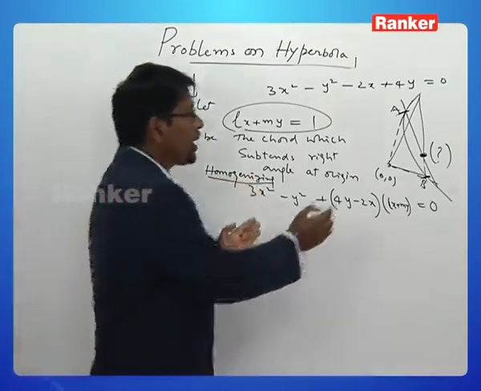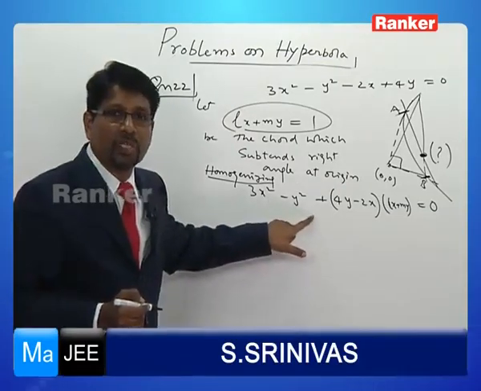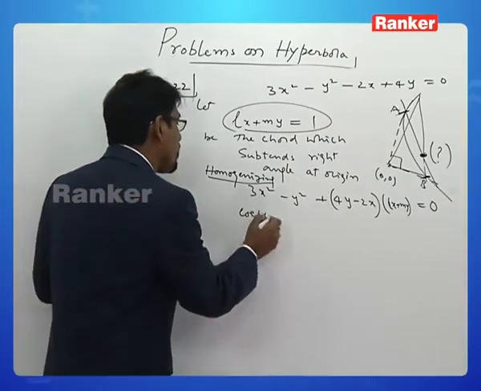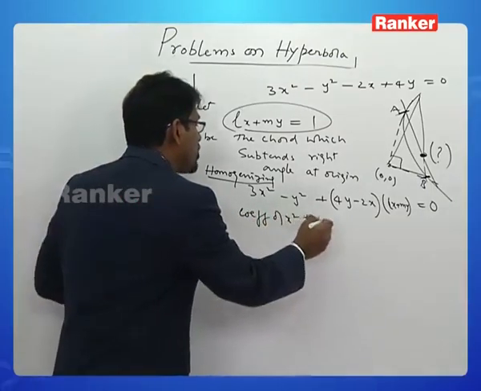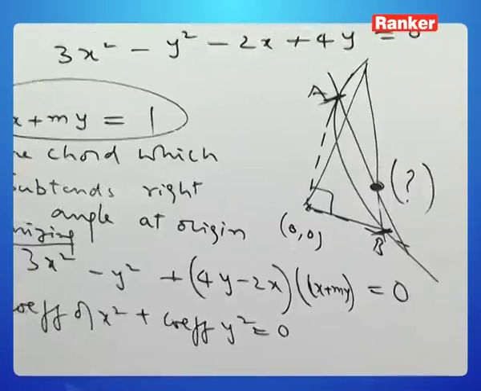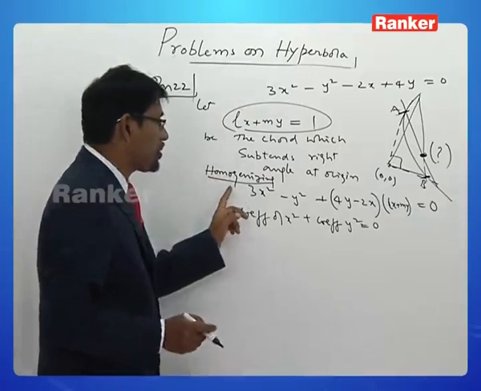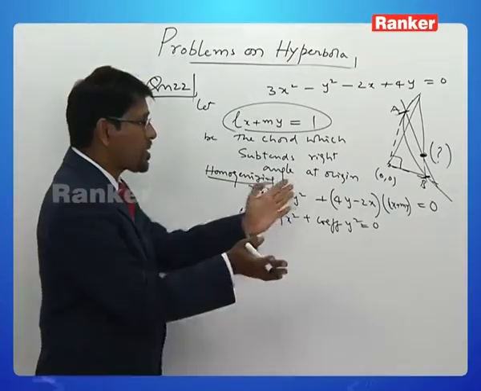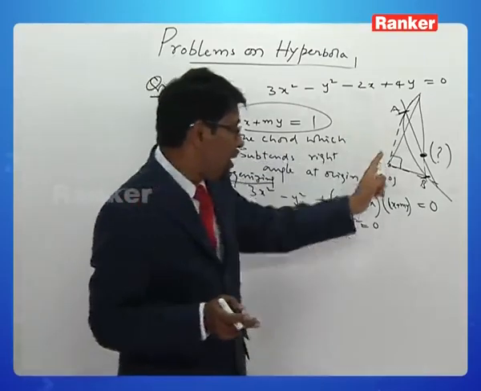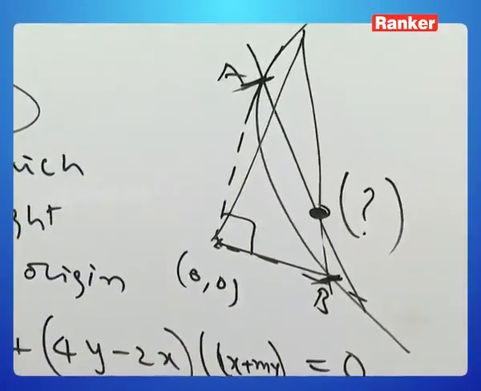Now if these two lines are to be perpendicular, we know that the coefficient of x square plus the coefficient of y square has to be 0 in this pair of lines. That is the condition for a pair of lines to be perpendicular to each other. This is a second degree equation representing a pair of lines passing through the origin. These lines OA and OB are given to be perpendicular, so the coefficient of x square plus the coefficient of y square is equal to 0.